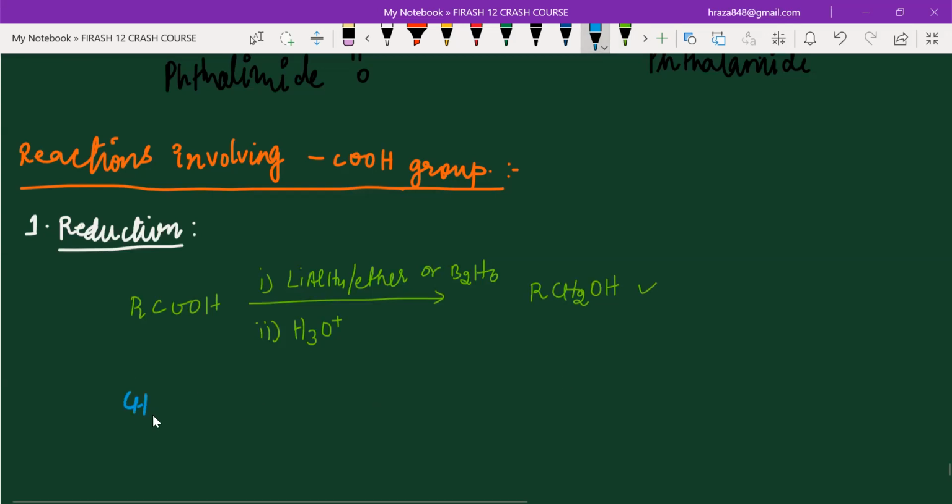If I have given you CH3, CH2, C double OH, and if you are going to use any one of them, the reagent, then can you tell me the name of the product?